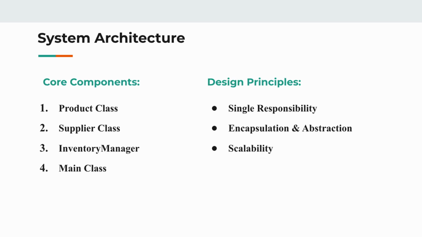Now that we've touched upon these concepts, let's learn about the structure of our system. Our project is made up of four main parts: the product class that handles our product data, the supplier class which handles our supplier info, the inventory manager class that controls the processing and logic of our system, and the main class that runs the program from start to finish. Each part has a specific role, and by following the single responsibility principle, we keep these roles separate and make the system easier to maintain and less likely to break when changes are made.